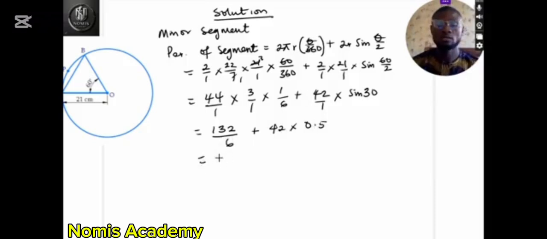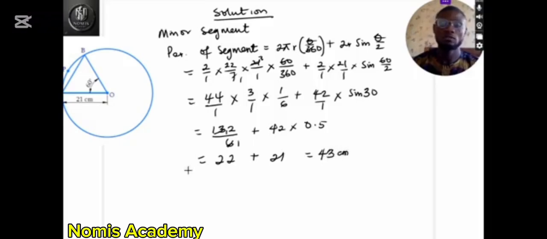132 divided by 6: 6 in 13 is 2, remainder 1, 6 in 12 is 2. So plus 42 multiplied by 0.5. See, when you are asked to multiply anything by half, remember that 0.5 means half, 1 over 2, so you are going to divide that number by 2. So 42 multiplied by 0.5 is 21. So we can tell that 22 plus 21 is 43. So the perimeter of the minor segment that we are seeing here is 43 centimeter.